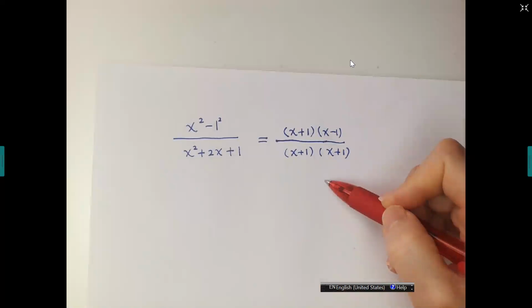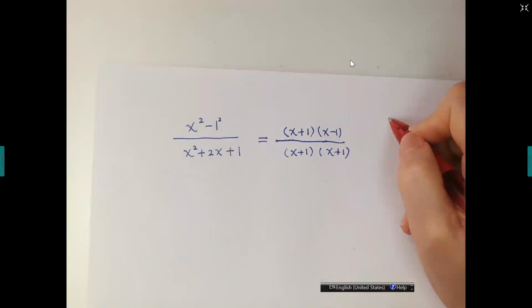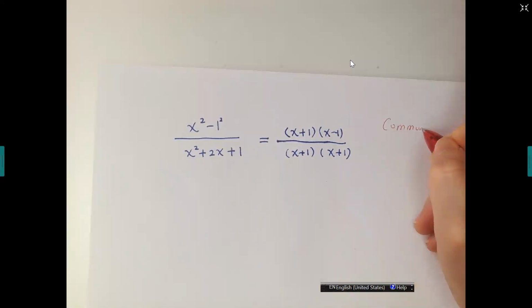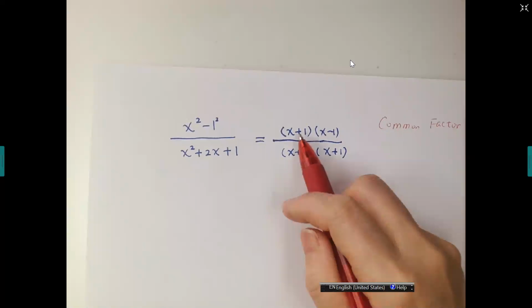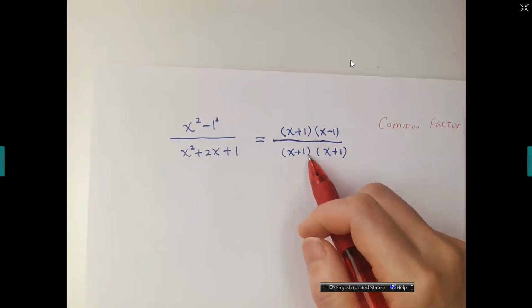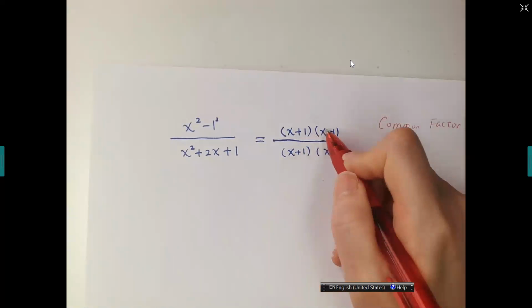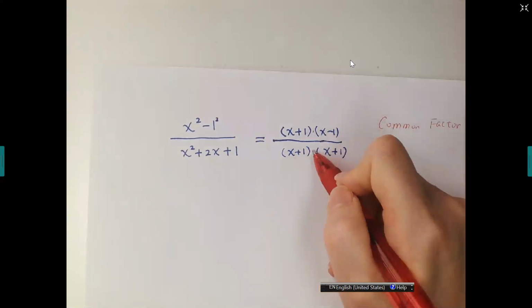Now we are going to compare. Do we see any common factors? Common means same. Do they have any factor in common? Common means part of multiplication. This means multiplication right here.